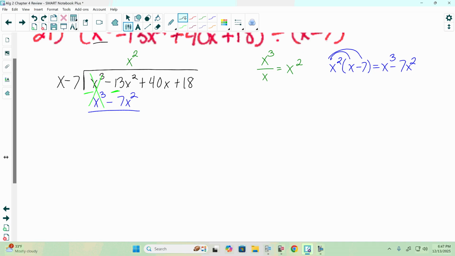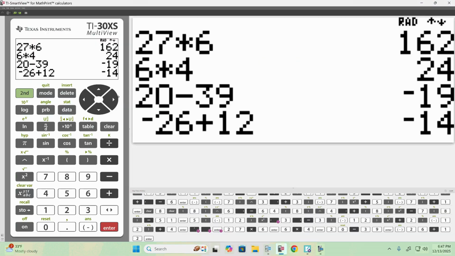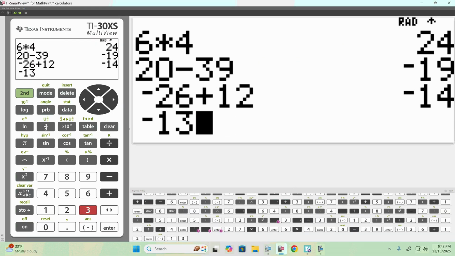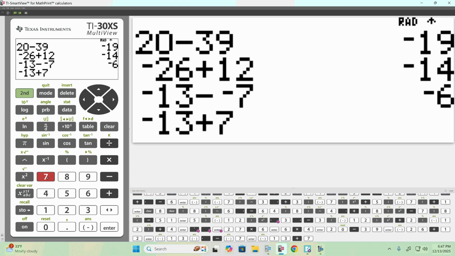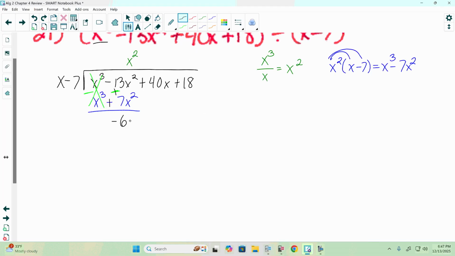Negative 13x squared minus negative 7x squared. The negative and negative make a plus. So negative 13 plus 7x squared. I could do this in a calculator. I can't plug the variable in, but I could say negative 13 plus 7 is negative 6. So it tells us that we have negative 6x squared. Now, since we finished our subtraction, we drop the next term down and do this again.